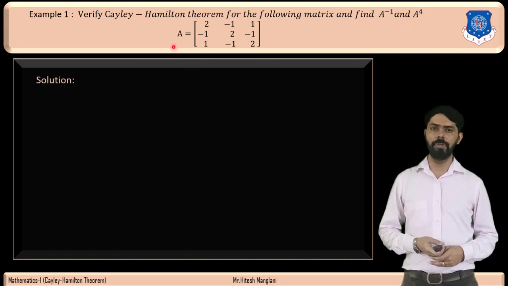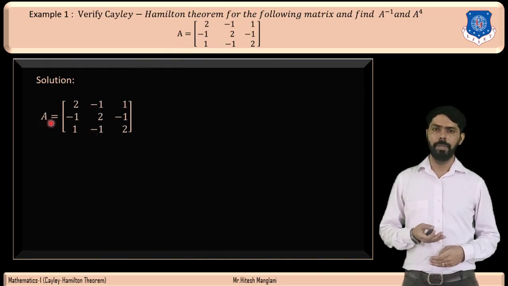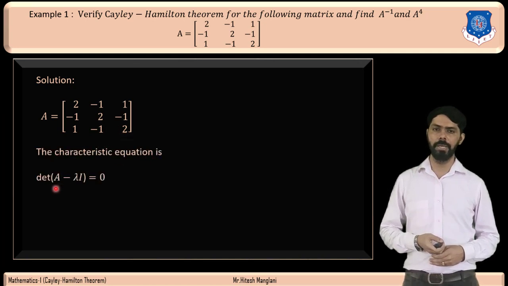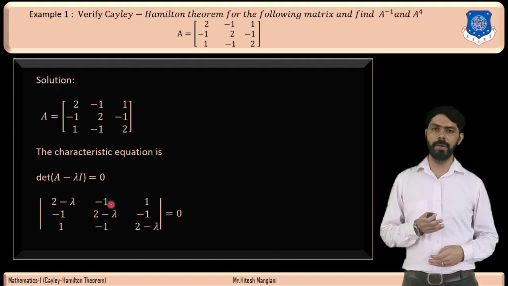So first of all we will find the characteristic equation of this matrix. Here A is equal to [2, -1, 1; -1, 2, -1; 1, -1, 2]. The characteristic equation is given by determinant of A minus lambda I equal to 0. So it will be the determinant of [2-lambda, -1, 1; -1, 2-lambda, -1; 1, -1, 2-lambda] equal to 0. Here we are subtracting lambda from the principal diagonal elements of A.